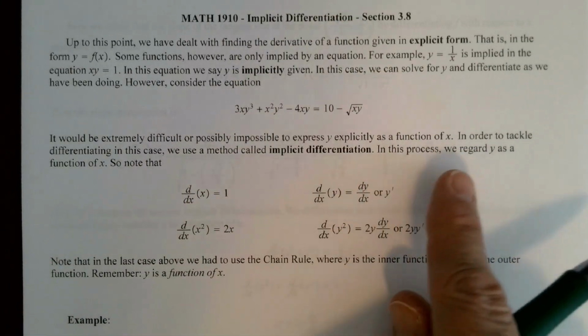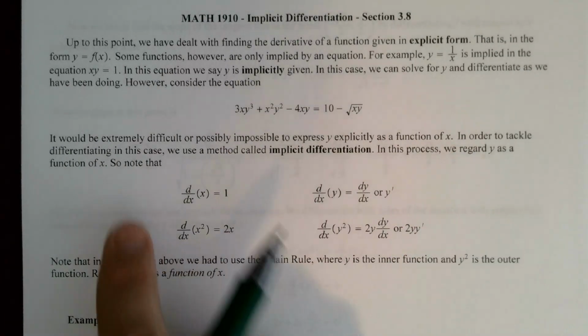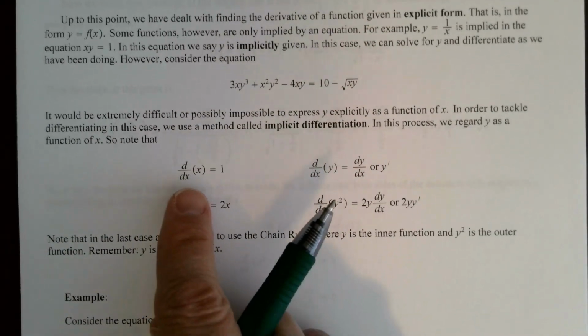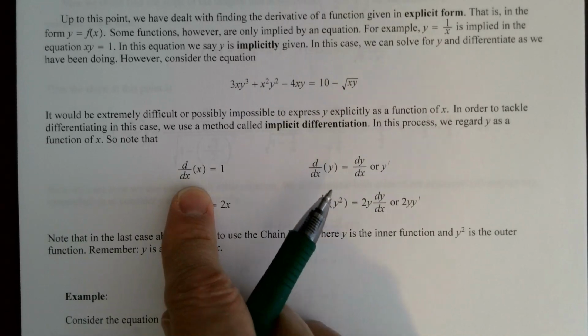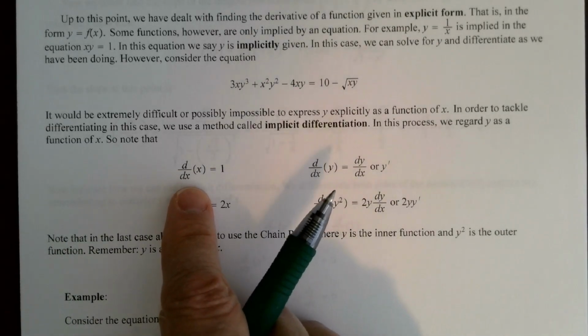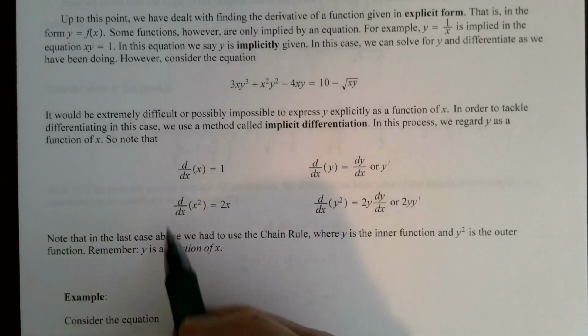But we do regard y as a function of x. So it's really important now when we do implicit differentiation that we think about what is the variable we're differentiating with respect to. What is our independent variable in this case?